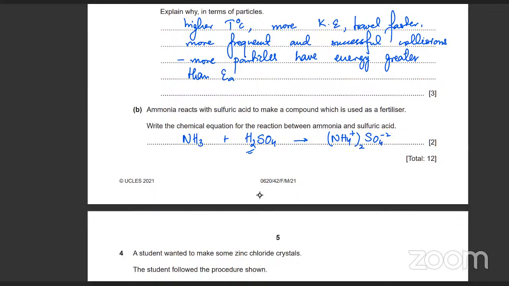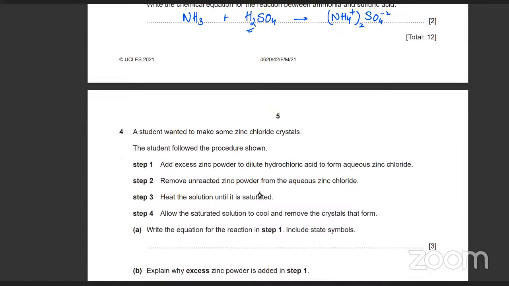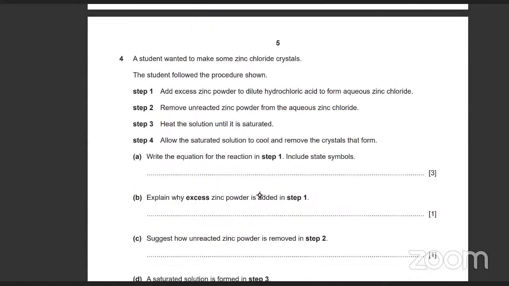जो अगला पार्ट है वो ये. Question number 4. A student wanted to make zinc chloride crystal. So this is about salt preparation. Remember, किन तरीकों से बनता है? It's going to be acid, कौन सा use होगा if you want to make zinc chloride? Hydrochloric acid. So if you want to make zinc chloride, it's going to be HCl, right?